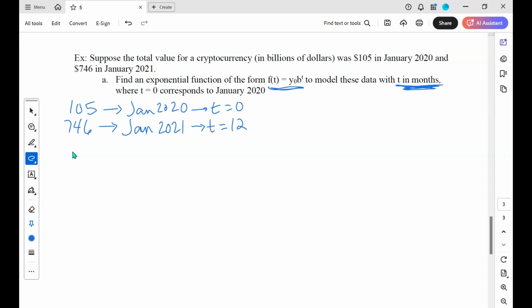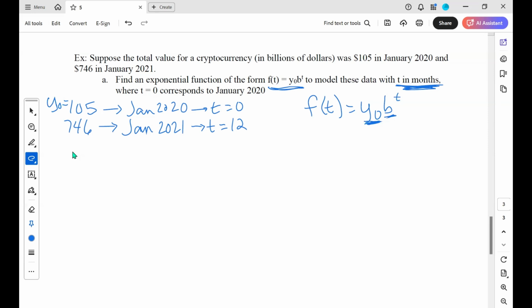Now, again, we're doing the general model f of t equals y sub 0 b to the t. The things we want to fill in on our general model are y sub 0 and b only. F of t and t we do not fill in. Well, y sub 0 is going to be very easy to find because they will always tell you what t equals 0 corresponds to. So t equals 0 gives us our y sub 0, and our y sub 0 in this case is going to be 105. The months help us to figure out our t.